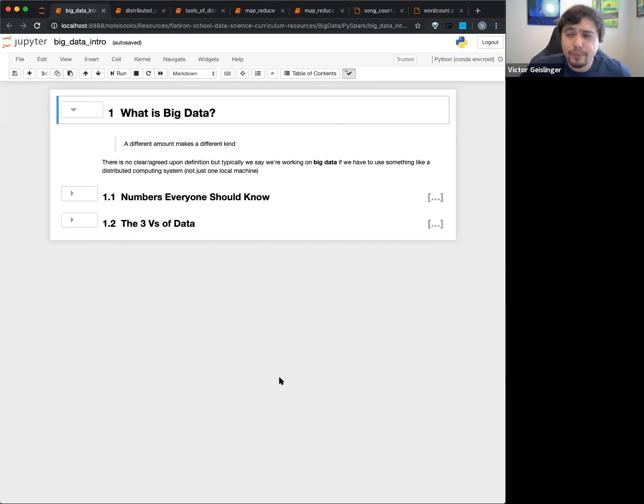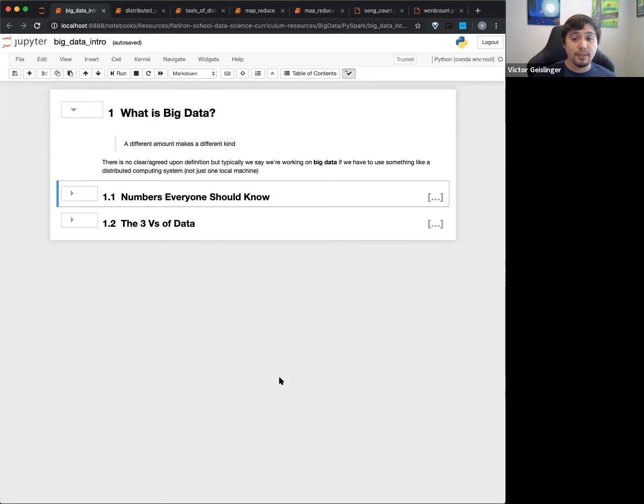One thing to note is that there isn't a clear definition of what is, quote unquote, big data, but there's a general consensus of what this is. Essentially it comes down to you can't do it on one machine. Okay, so I'm going to talk about the numbers everyone should know. That's an actual thing, you could search for numbers everyone should know.